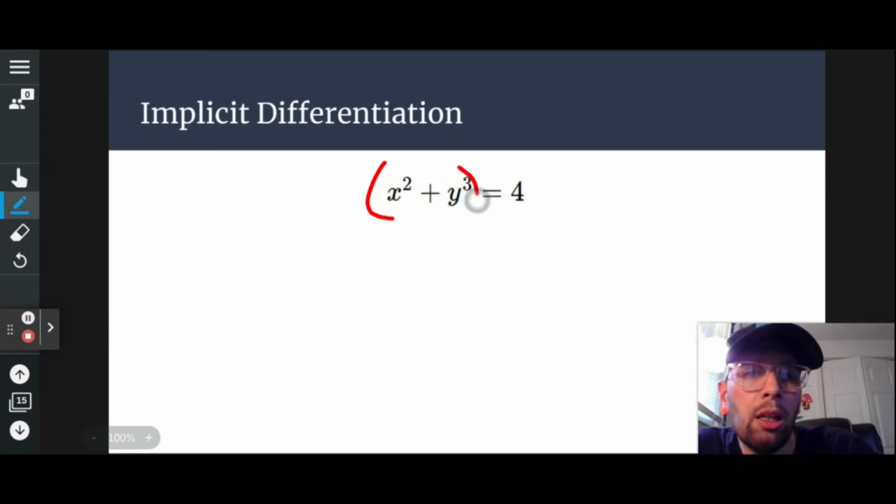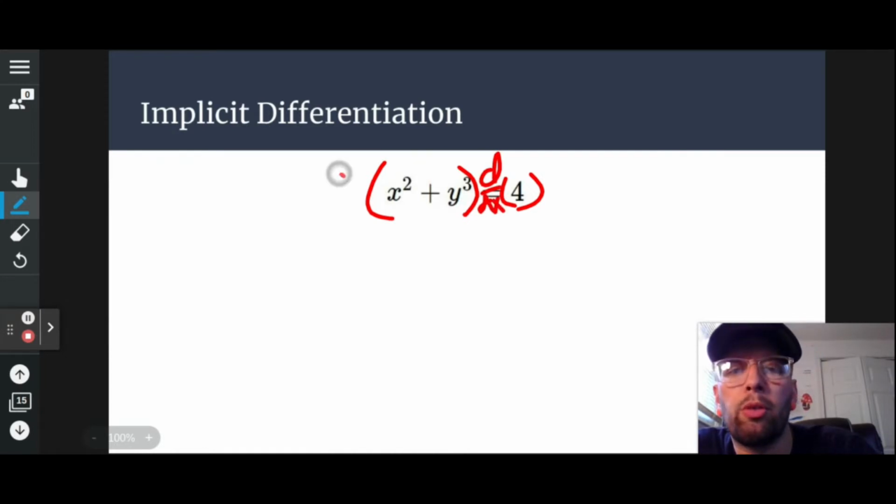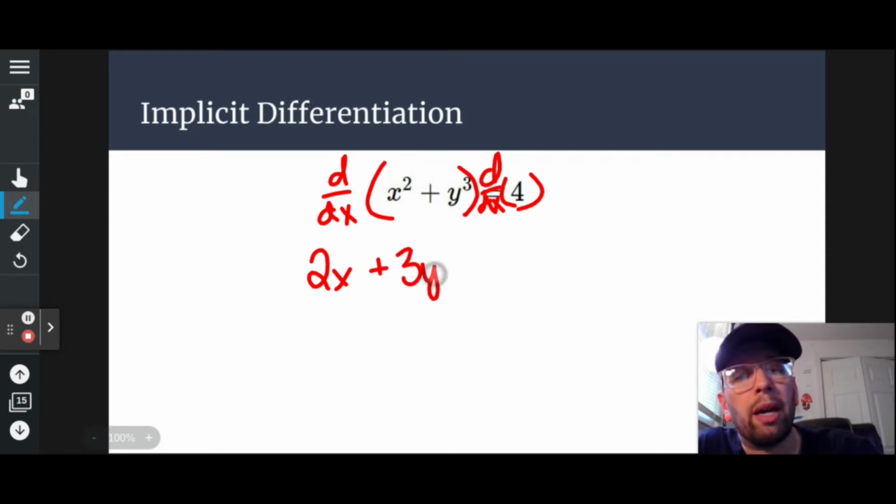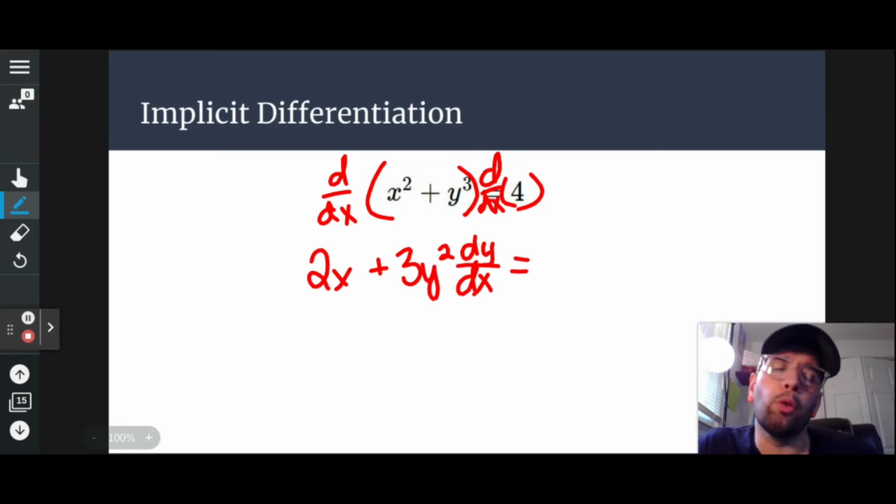So we're going to d dx both sides. Anytime you take the derivative of a regular x value with respect to x, you just take the derivative like you normally would. However, every time you take the derivative of a y value with respect to x, you take the derivative, but you also attach a dy dx to it. Okay, the derivative of 4 is 0. Simple.